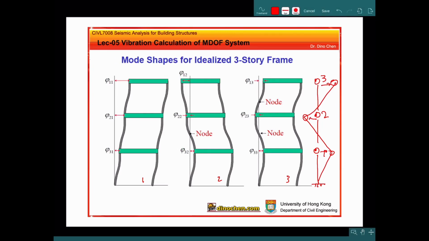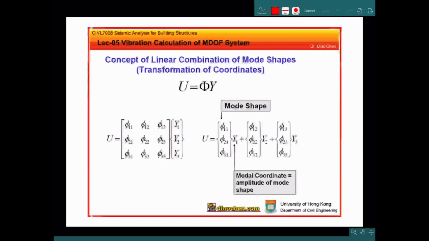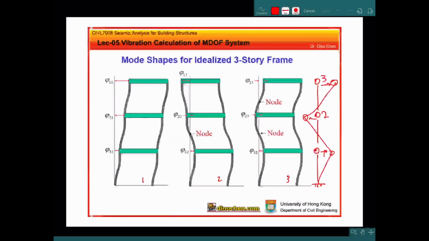But we also can use another method to describe the displacement. We use the mode shape coordinate. For example, we can use displacement like we use the vector. For example, the u1 vector by this mode shape. So the mode shape is phi 1, phi 2, and phi 3.